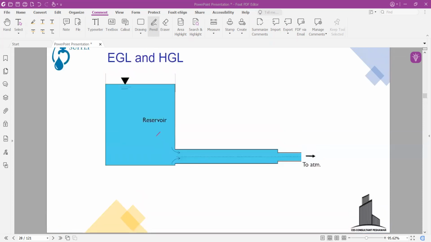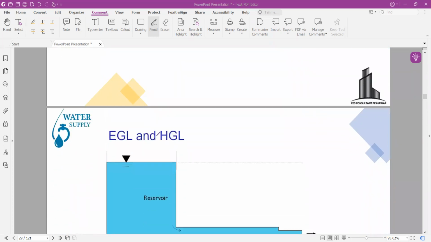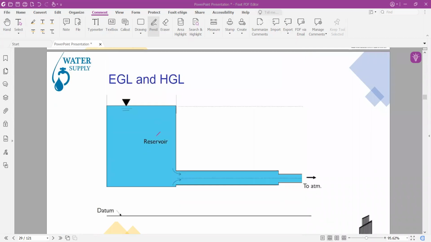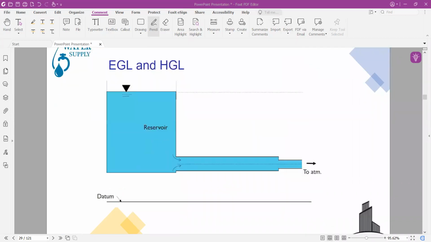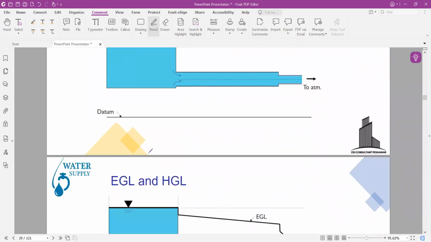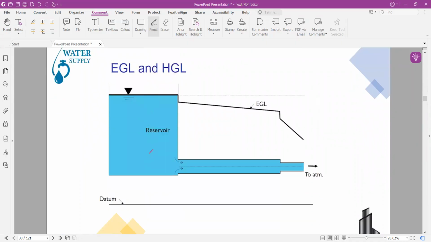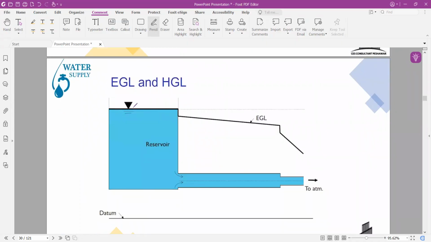So before finding the energy grade line and the hydraulic grade line for any type of system, we should first assume the datum. So this is basically the energy grade line because at the water surface, the pressure head is zero and the velocity of the fluid is zero, so here the velocity is mostly equal to zero. Therefore the energy grade line and the hydraulic grade line are equal to each other.